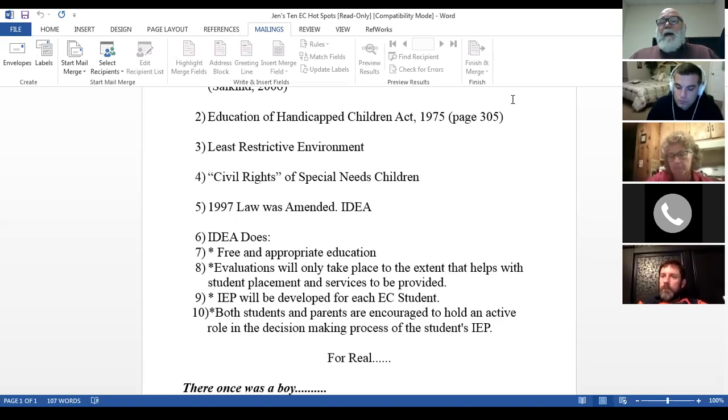Some districts don't allow suspension of exceptional children at all. Some do the manifestation determination. They do the EC packet, as it's called. Some go that route. Some don't put them in their alternative schools. Some districts have exceptional children's teachers at their alternative schools. Some don't. You need to find out what your district does so that you can stay within the law.